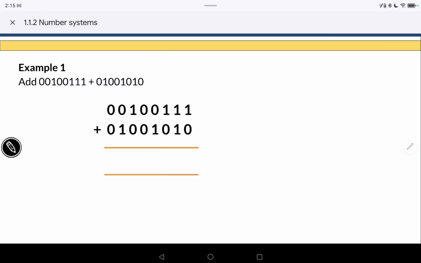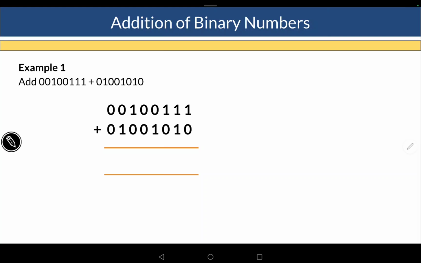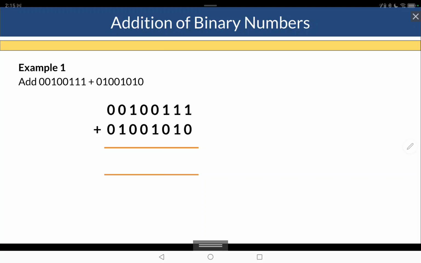Now let's look at some examples. Okay, so we need to add these two binary numbers together. 1 plus 1 is 10. 1 plus 1 plus 0 is 10. We write down 0, we carry 1. 1 plus 1 plus 0 is 10. We write down 0, we carry 1. 1 plus 0 plus 1, 10. Write 0, carry 1. 1 plus 0 plus 0 is 1, then 110.